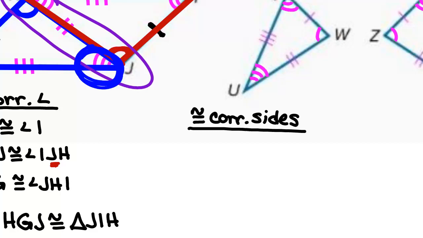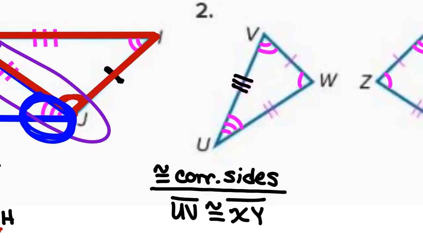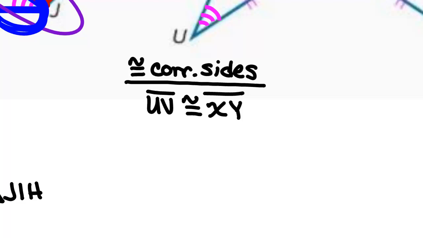UV and XY. Side UV is congruent to side XY. UV has 3 congruence marks on it. XY has 3 congruence marks on it. Give me another pair of corresponding congruent sides. YZ and VW.